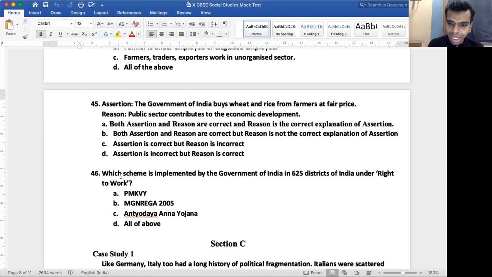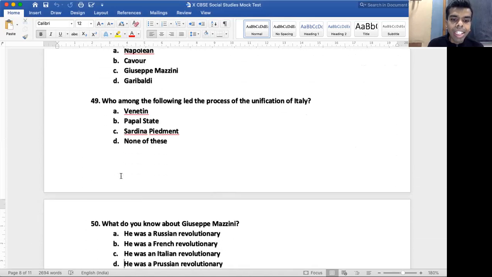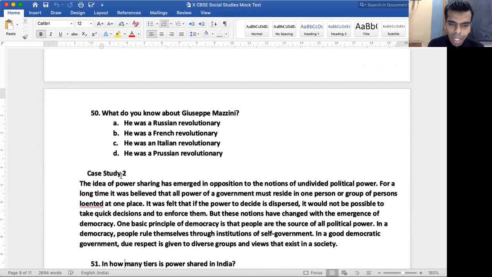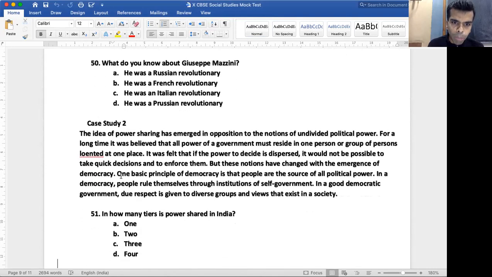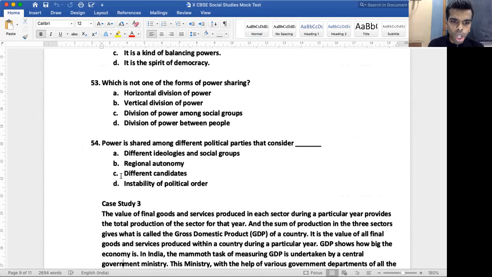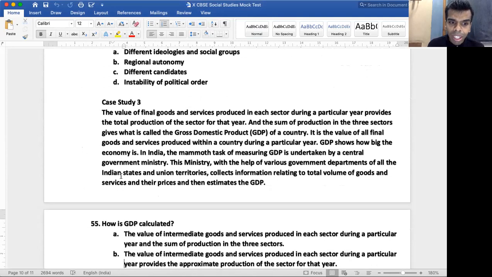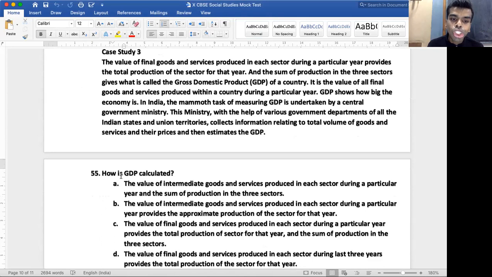Going on towards section C, and in section C we will talk about the case study in relation to geography and economics. Since there was no case study of geography in the paper, we will go towards the third case study, which was the case study based on economics. The value of final goods and services, meaning it is about GDP. The first question was, how is GDP calculated? The GDP is the final value of all goods and services.